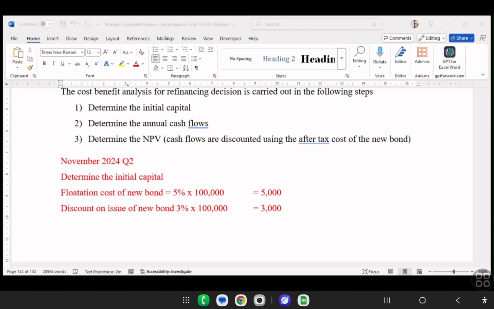We continue. We are told that the old bond can be redeemed at 10% premium, and in addition, 2 months interest penalty will have to be paid. Another cost, redemption premium. We call it call premium on old bonds. This one is 10%. We multiply by 100 million. That is another cost that will be incurred today, now, at the point of refinancing. We are also told that 2 months interest penalty will have to be paid on redemption.